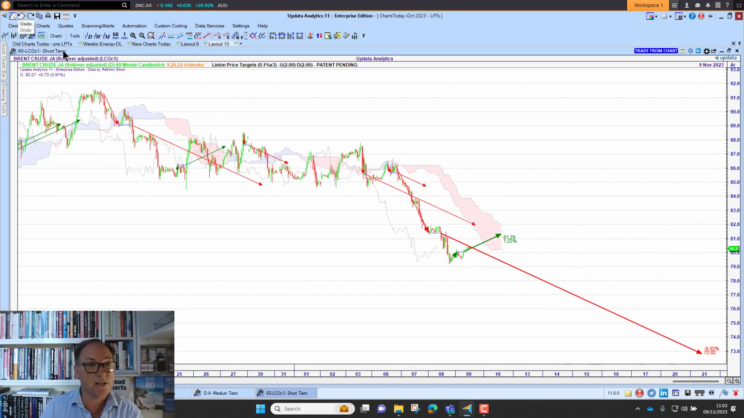This is short term. It says it on my chart. This is short term. We do have this short term target down 9%, so that's really quite interesting there. And we've got a little mini upside target. We are below the cloud, so crude oil is looking quite bearish at the moment.